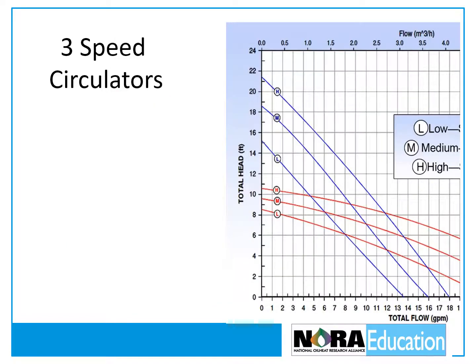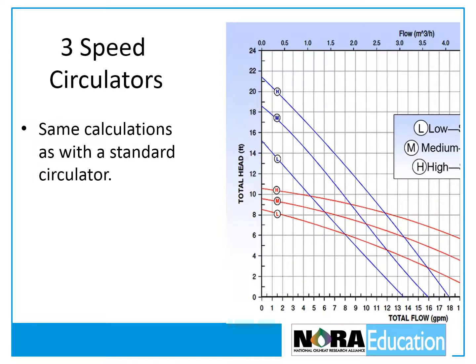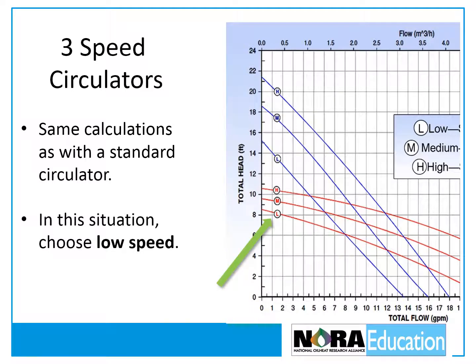3-speed circulators are designed for a wide range of flow and head requirements. These same calculations are used as with a standard circulator. In this situation, the setting would be on low speed.